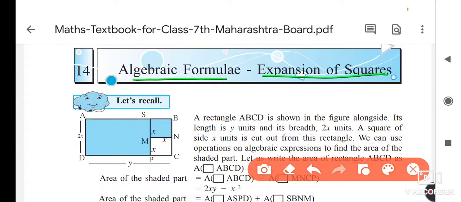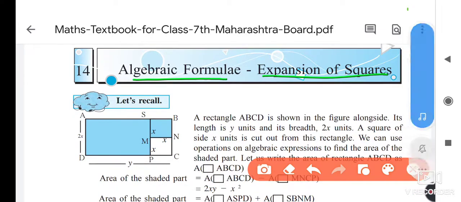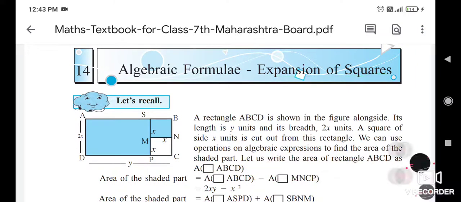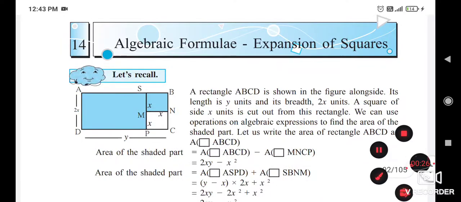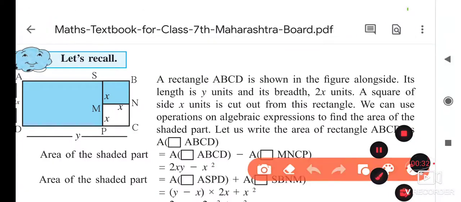Under this lesson we have to study some formulas that we are going to use at the time of solving questions or examples of different types. So for that, first of all, let's recall. The question given here, we will see at first.